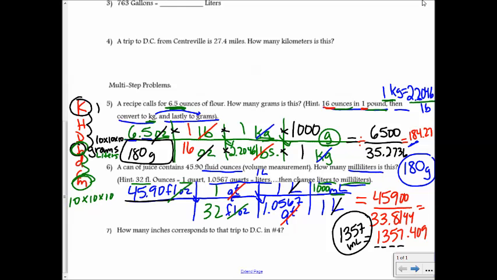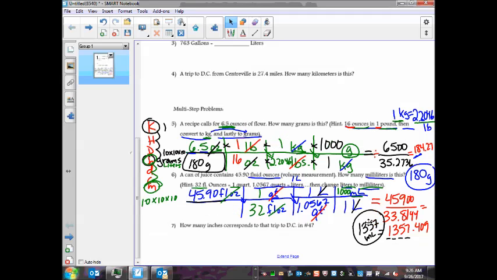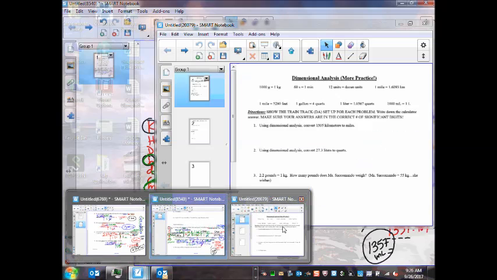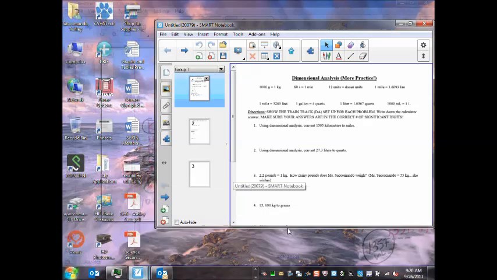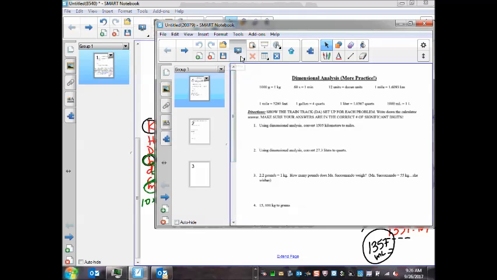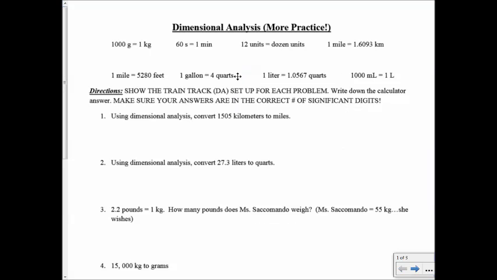Now I'd like to shift gears real quick and talk about density. I want to show you some examples with how to use density as a conversion factor, because it is something that you need to know for the test, and we've seen it on the SOL before as well. So at the one that says more practice here, this one, go to the back of this page.